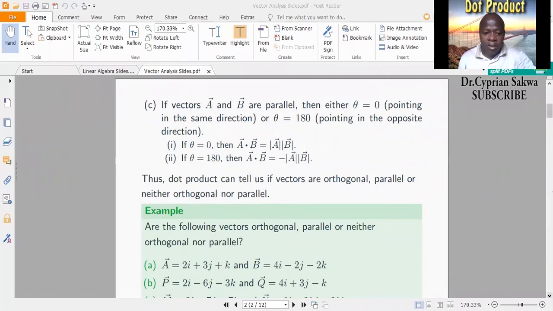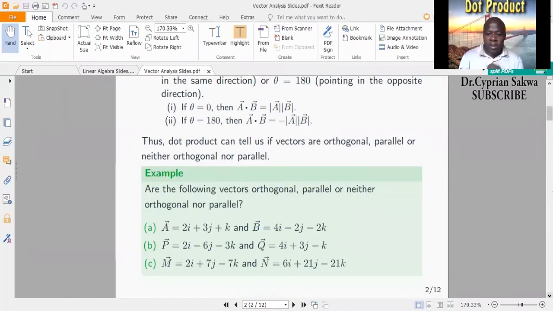So let's look at this example. The example says, are the following vectors orthogonal, parallel, or neither orthogonal nor parallel? So in other words, just find the dot product and see. And you can also find the magnitudes and then relate. So let's do the first one.